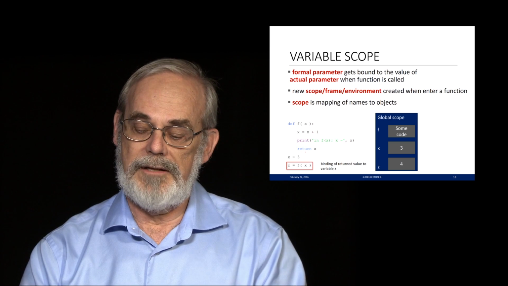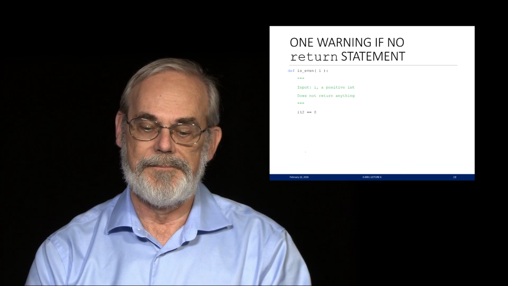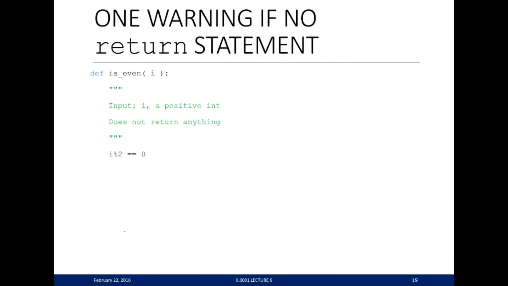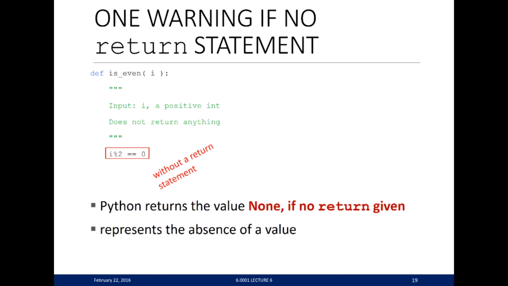Okay, with that idea, let's look at a couple of other examples. First, what happens if there's no return statement? Here's my function from before, is even. But rather than returning is the remainder of i divided by 2 equal to 0, I just have the expression. So there's no return here. What happens in this case is that Python returns the value None because I did not give a return. So Python will say in a function call, if you don't have an explicit return, I return the None value.